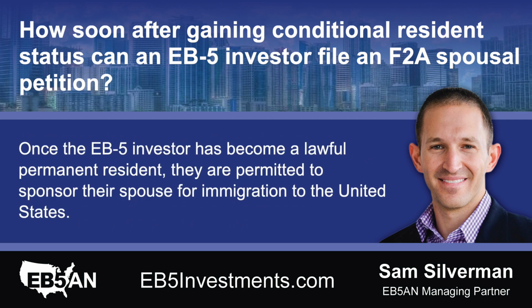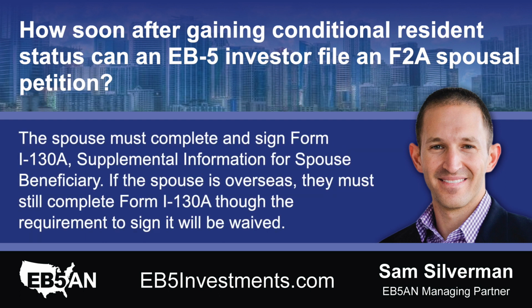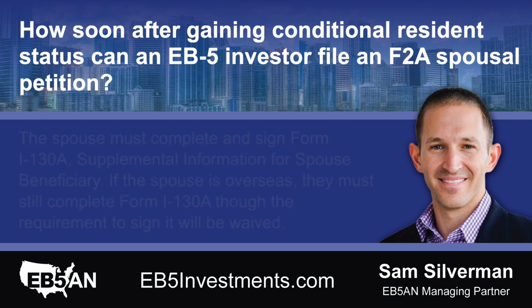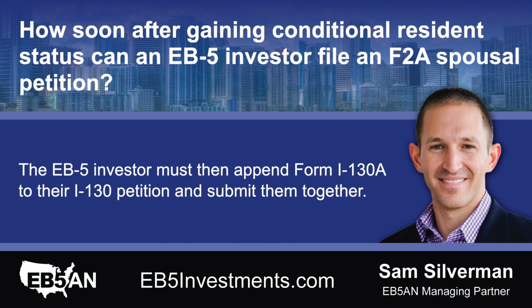Once the EB-5 investor has become a lawful permanent resident, they are permitted to sponsor their spouse for immigration to the United States. The spouse must complete and sign Form I-130A, Supplemental Information for Spouse Beneficiary. If the spouse is overseas, they must still complete Form I-130A, though the requirement to sign it will be waived. The EB-5 investor must then append Form I-130A to their I-130 petition and submit them together.